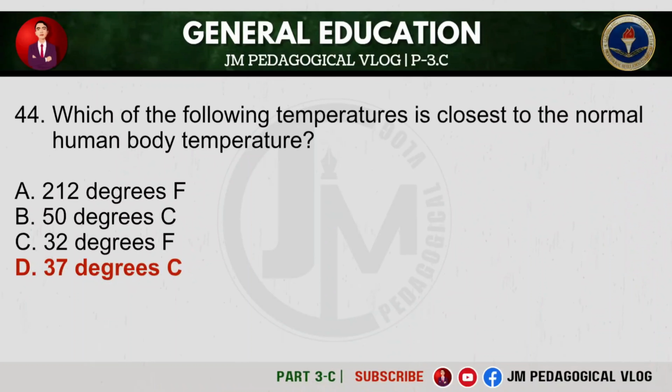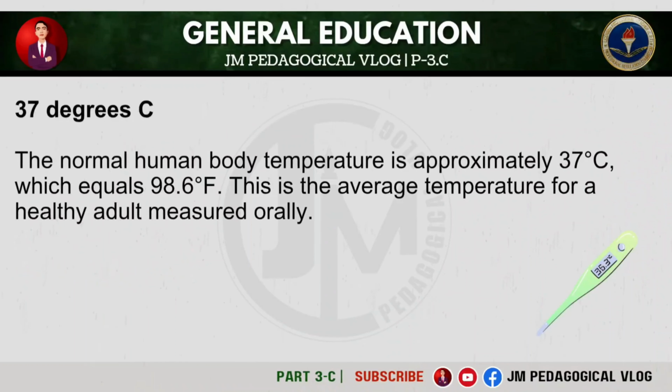D. 37 degrees Celsius. The normal human body temperature is approximately 37 degrees Celsius, which equals 98.6 degrees Fahrenheit. This is the average temperature for a healthy adult measured orally.